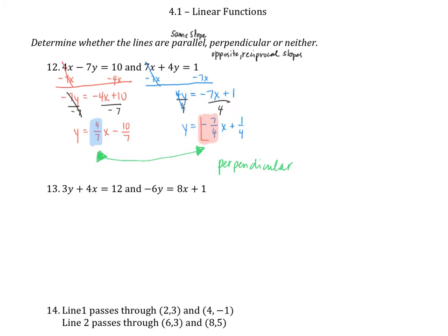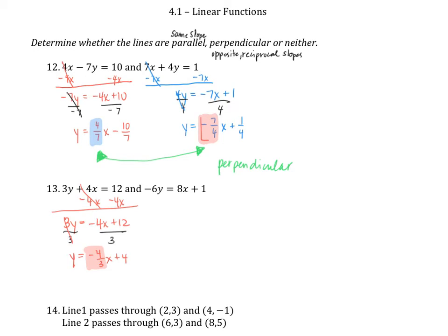All right, let's look at number 13. So number 13, we're going to do the same thing. So minus 4x from both sides. So we have 3y is equal to negative 4x plus 12. Divide by 3. So we have y equals negative 4/3 x plus 4. So here the only thing we're looking at is the slope, so that's negative 4/3.